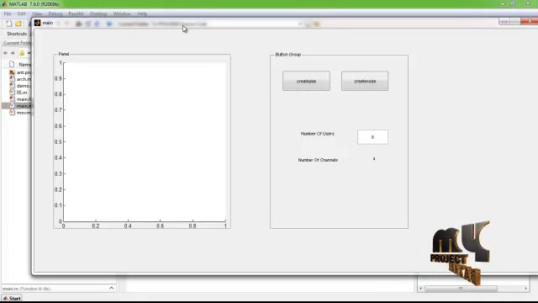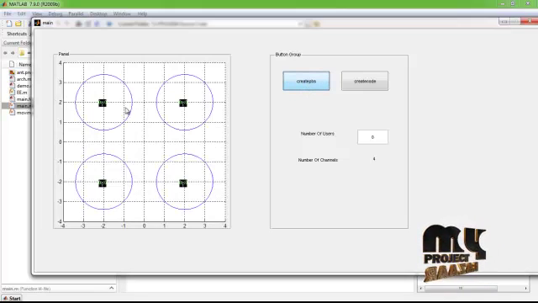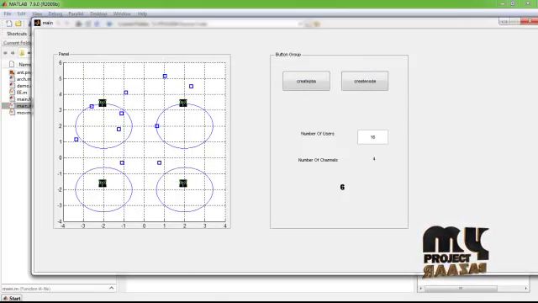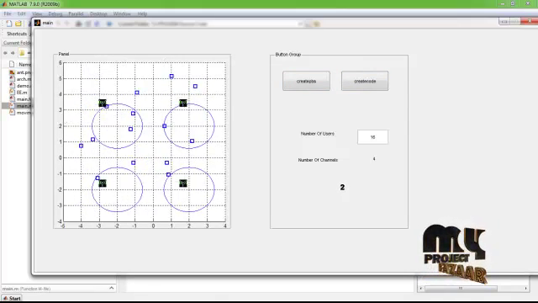This is the GUI window for CR network formation. First create the base stations. These are the four base stations for the CR network. Then create the nodes in the first base station. In the code we use 16, so 16 nodes are created in these base stations.